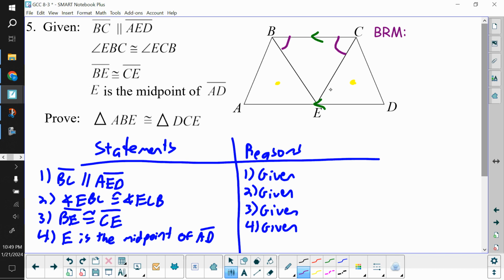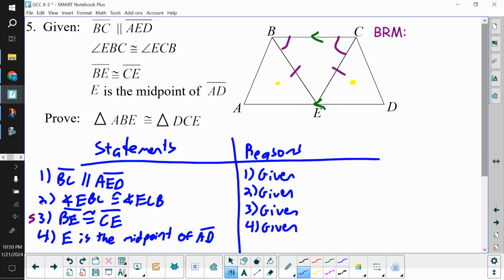Now, they were very generous in our proof here. They told us BE is congruent to CE, so we'll put our tick mark on those and we'll put an S here because that is a side in our triangles. Now, the reason I say they were very generous in this proof is they didn't have to tell us that because those two angles we marked are congruent base angles in that middle triangle.